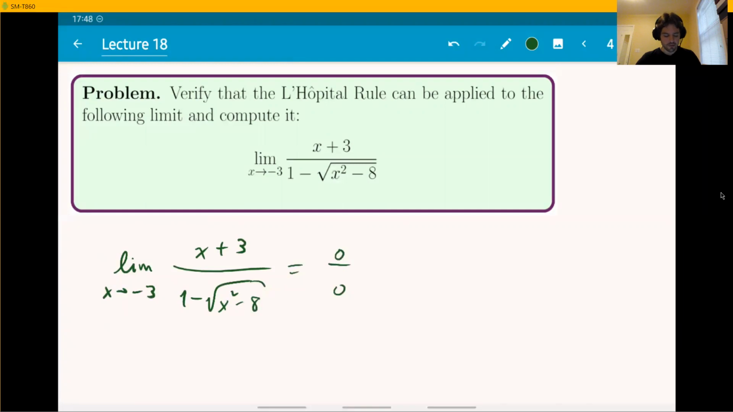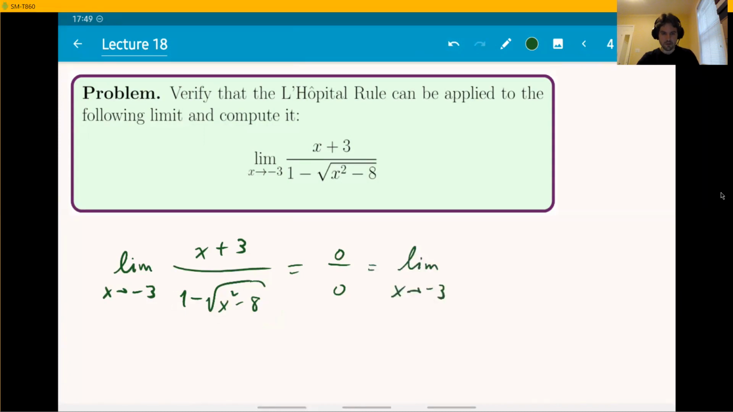Just check it, right? If you plug in -3, what happens to the numerator? That's a 0, minus 3 plus 3. And what happens in the denominator? So -3 squared will give you 9. 9 minus 8 is 1. So you have 1 minus root 1. That's also 0. So this is the verification right here. This is 0 over 0. What does that mean? It means you can now apply L'Hopital.